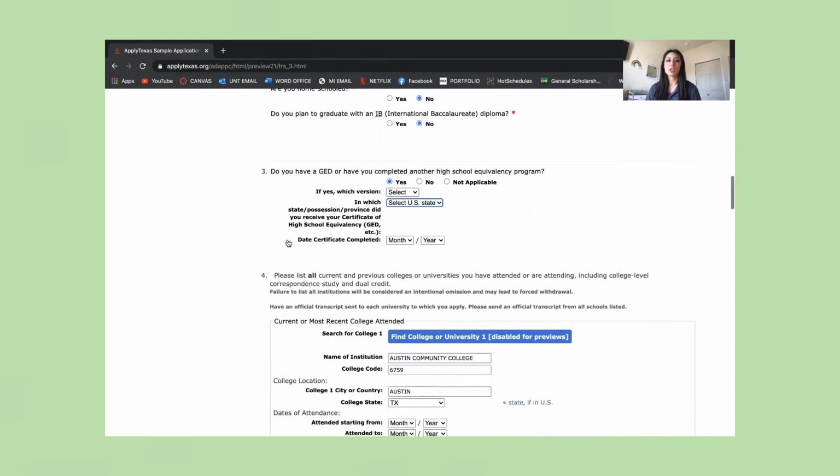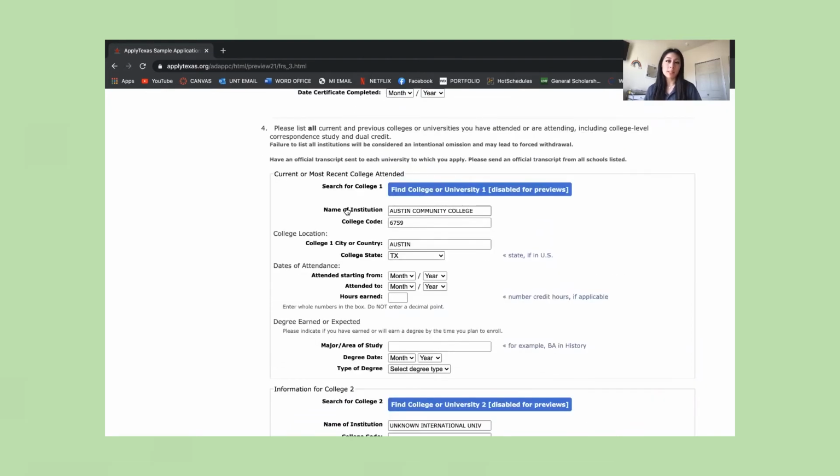Third question is, do you have a GED or have you completed another high school equivalency program? For this, you could just put not applicable if you haven't graduated yet. If you have, you would put yes. If you haven't, you would put not applicable as of right now.